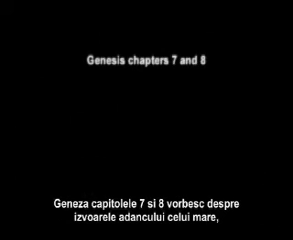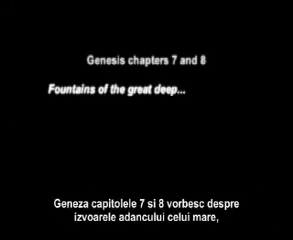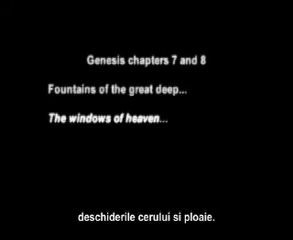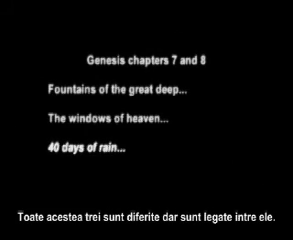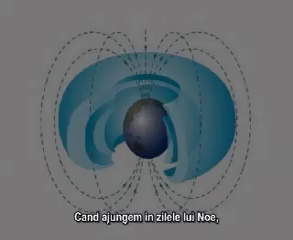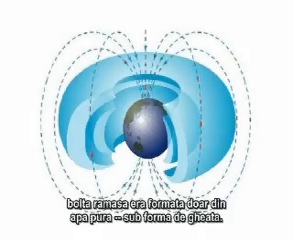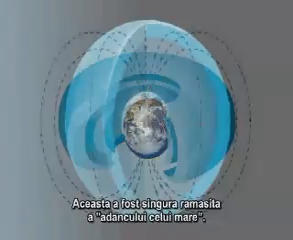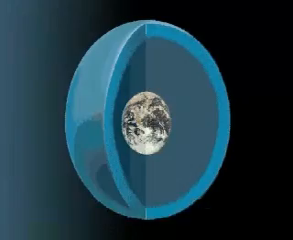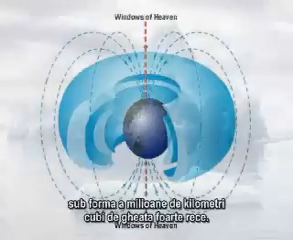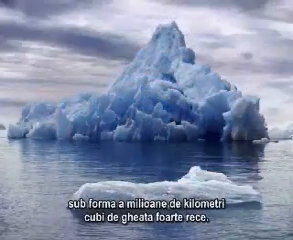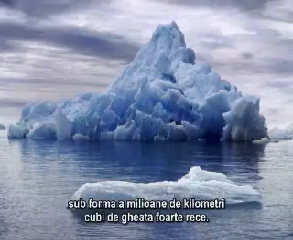Genesis chapters 7 and 8 speak about the fountains of the great deep, the windows of heaven, and the rain. All three are different, but all three are related. When we reach Noah's day, the remaining canopy was of pure water only, in the form of ice. This was the sole remnant of the great deep. The windows of heaven were the polar channels through which the broken canopy was deposited in the form of millions of cubic miles of super-cold ice.